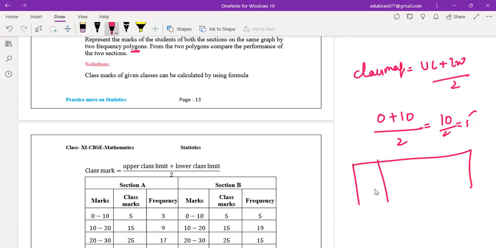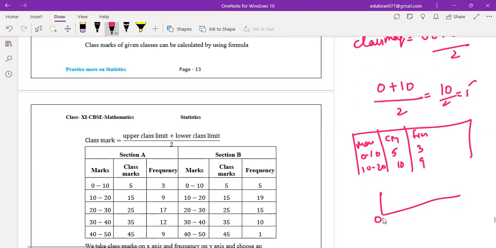So how are you going to make it? First will be the marks, which is like 0 to 10, 10 to 20. Then you will write the CM, class mark, where it will be 5, 10, whatever it comes, right? And then the frequency, which is already given, 3, 9. When you are drawing it, it will be like this: 0, 10, 20, 30. But when you draw this, it will be here, 5, and the frequency is 3. And next is 10, so for 10 the frequency is like this. I'm just giving you a rough idea. It can be any other number. Earlier you were representing the bars, but the polygon you plot according to these points, not according to this. Now for 5, it is 3. For 10, it is 10. For 15, whatever it comes.